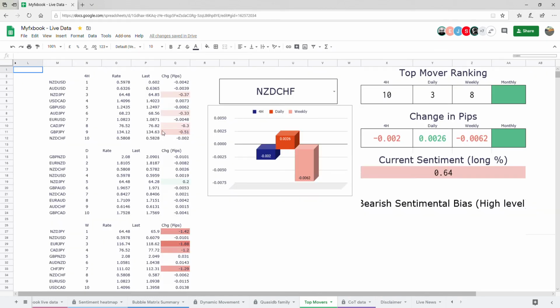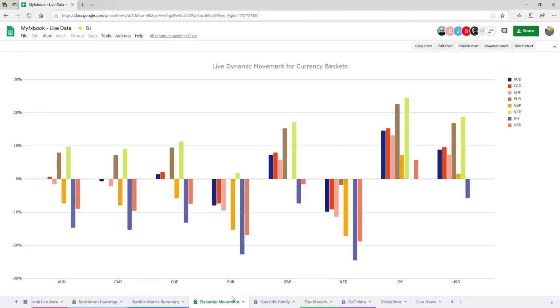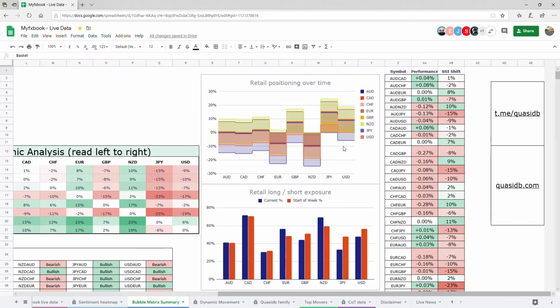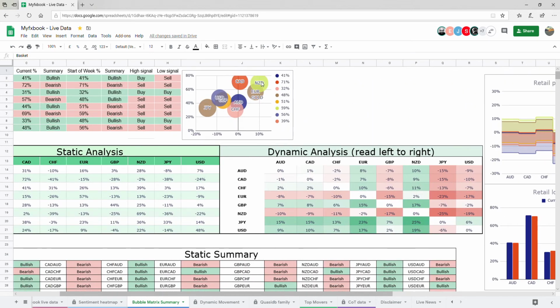Just to say what the largest movers are on the 4-hourly, the daily, the weekly. See the Kiwi yen, like I was just saying. Had you caught the Kiwi yen since Sunday, you would have done quite well. It's fallen 1.4%. So that's that Kiwi yen there, this deviation between those two bubbles since Sunday.